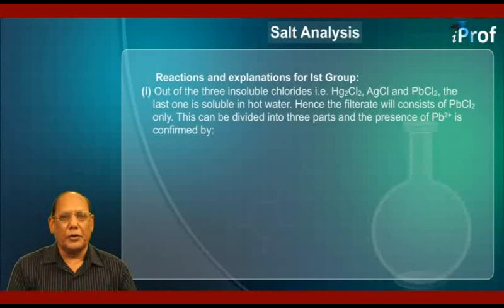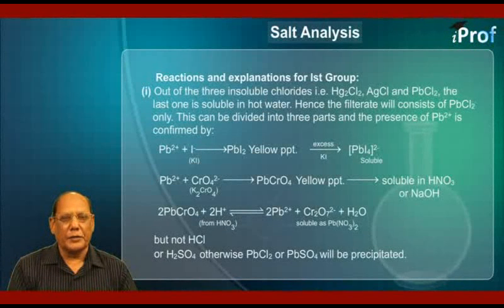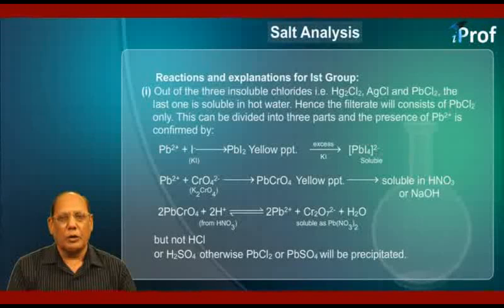This can be divided into three parts as we have recently discussed, and the presence of lead ions is confirmed by Pb2+ plus I-, that is from potassium iodide. We get PbI2, a yellow precipitate, which is soluble in excess of KI, forming a complex PbI4 with two negative charge.